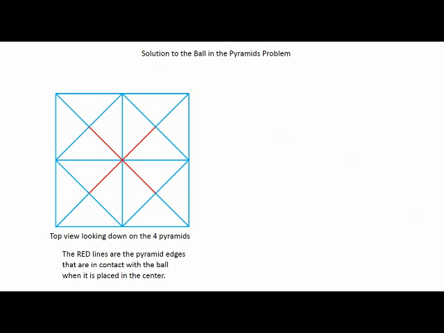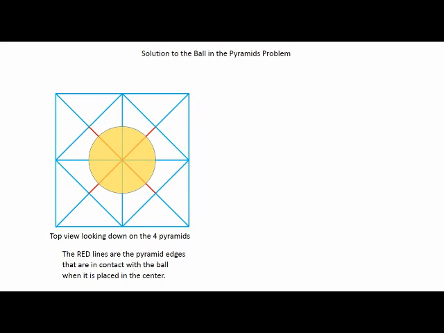Heidi-ho, Renaissanceteers, and welcome to the solution to the ball in the pyramids problem. Imagine flying over the cluster of 4 pyramids and looking down at them from above. These 4 circles mark the peaks of the pyramids. And here is the ball dropped into the center of the 4 pyramids. These 4 red lines are the pyramid edges that are in contact with the ball.